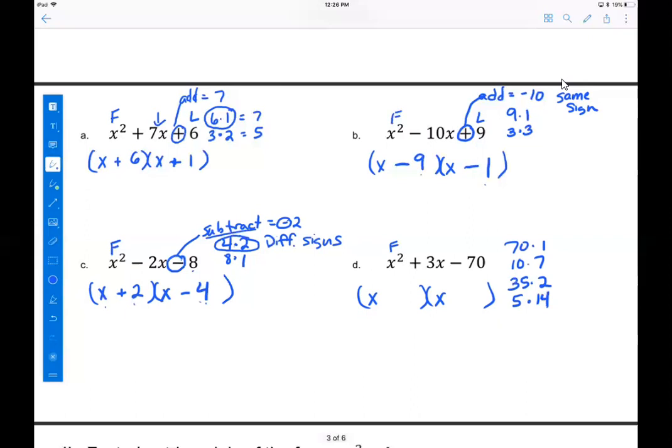So of the combinations, which will subtract to equal this middle term, 3? Well, we notice that this is our combination here. When we're subtracting, one is positive, one is negative. So in order to get a positive 3, our larger number has to be positive. So we're going to put 10 with the plus, and then 7 will be with the negative.